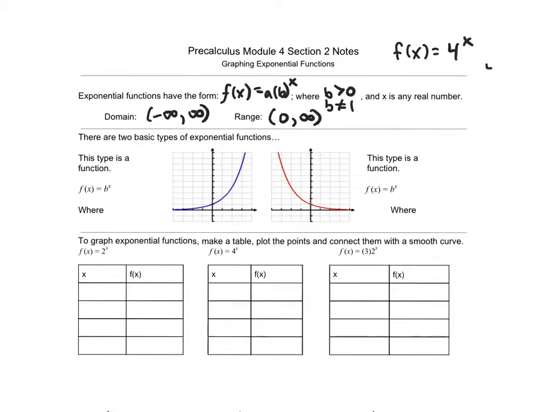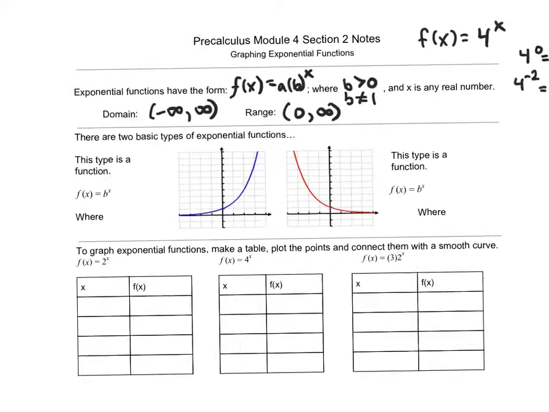And the reason is, if I plug in 0 to this function, anything to the 0 is always 1. Anything to a negative number, let's say we do 4 to the negative 2. Remember, negative exponents mean you write it as the reciprocal. So 4 to the negative 2 is 1 over 4 to the second. So these are important exponent rules to remember for how we evaluate the function. There are going to be two types of exponential functions. We're going to have ones that grow and ones that decay.